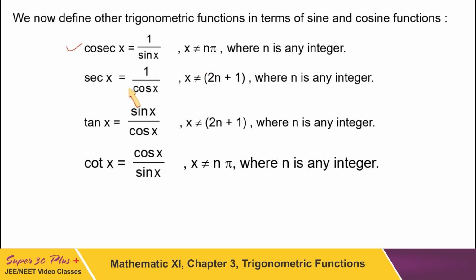Similarly, sec x is equal to 1 upon cos x, where x is not equal to (2n plus 1) pi by 2. Similarly, tan x is equal to sin x upon cos x, where x is not equal to (2n plus 1) pi by 2, where n is an integer, and cot x is equal to cos x upon sin x, where x is not equal to n pi. In mathematics it is compulsory that the denominator is never 0. That's why these points are excluded.